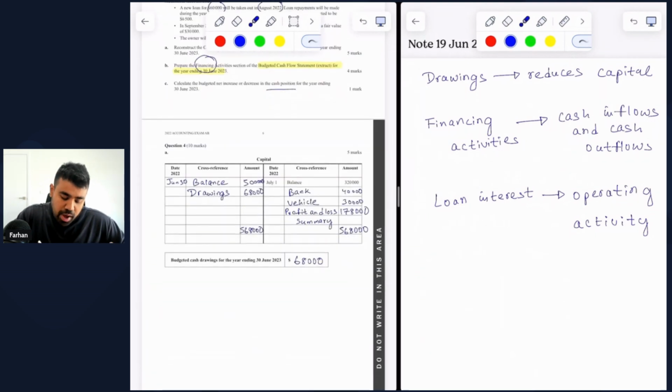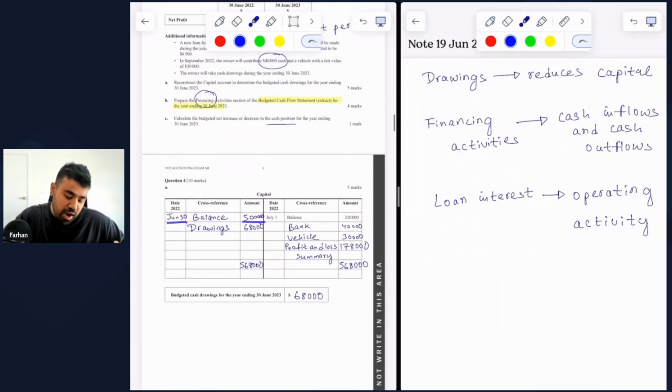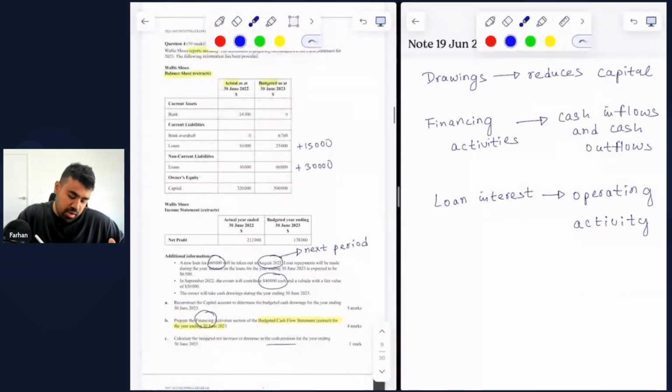So 1st July opening balance of $320,000. Then the closing balance ending 30 June 2023 is $500,000, which is what we can find from the budgeted balance sheet extracts. And you can see the capital of $500,000 is what we expect at 30 June 2023.